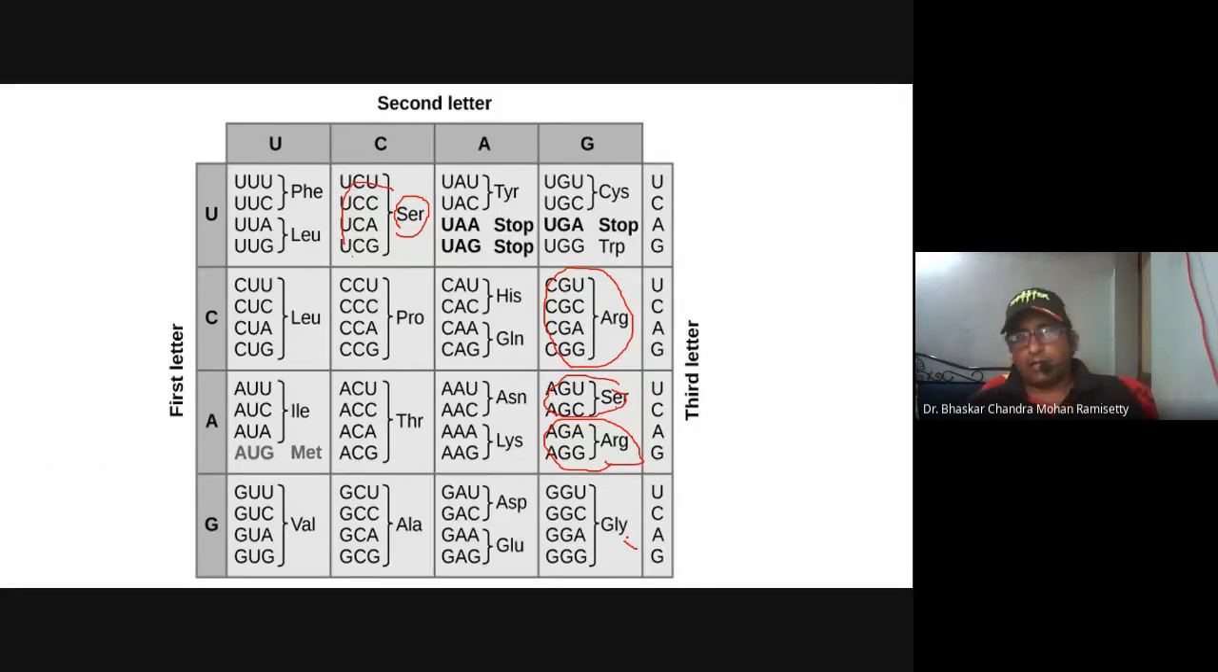Well, let's see, is there tryptophan anywhere? Trp has 1 here. Okay, methionine, there will be another one also, I think. Where is methionine? Do you see any other methionine anywhere else? No. Trp and methionine have one codon each. So the genetic code is almost universal, but not absolute.